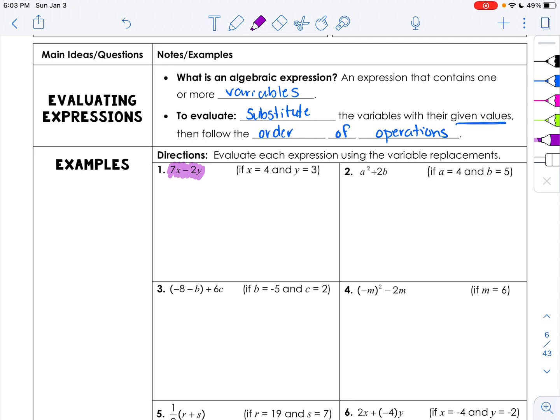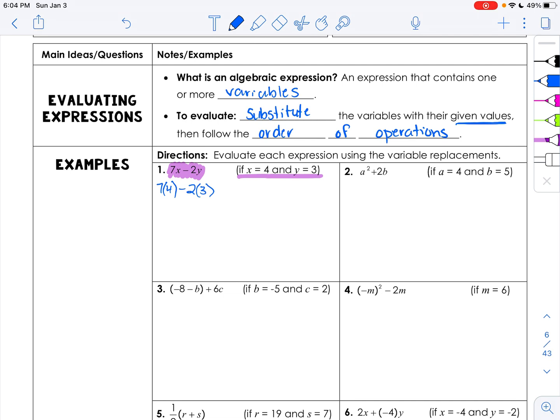And again, in order to evaluate this, I need to know what x and y equal. So over here, I'm told that x equals 4 and y equals 3. So we're going to replace or substitute x and y with those values. So I'm going to rewrite my expression, but instead of x, I'm going to replace it with 4. And when I replace it, I'm going to put that 4, or that value I'm replacing, in parentheses. So 7, and then in parentheses 4, minus 2, and then in parentheses 3, because we're told that value of y is 3.